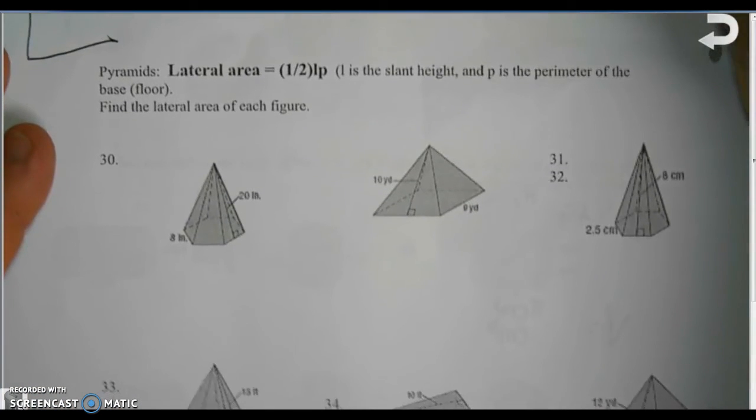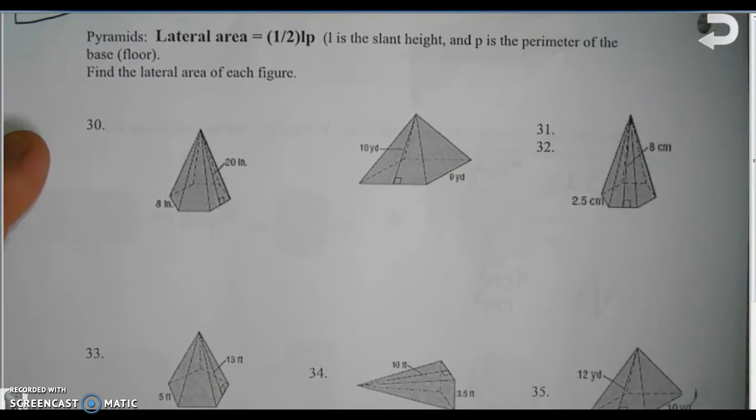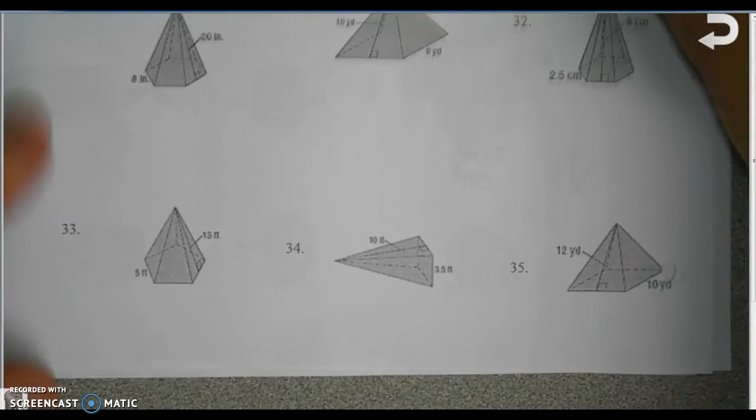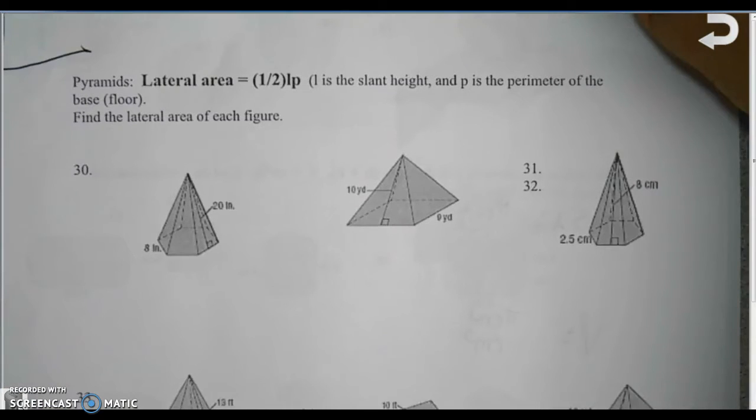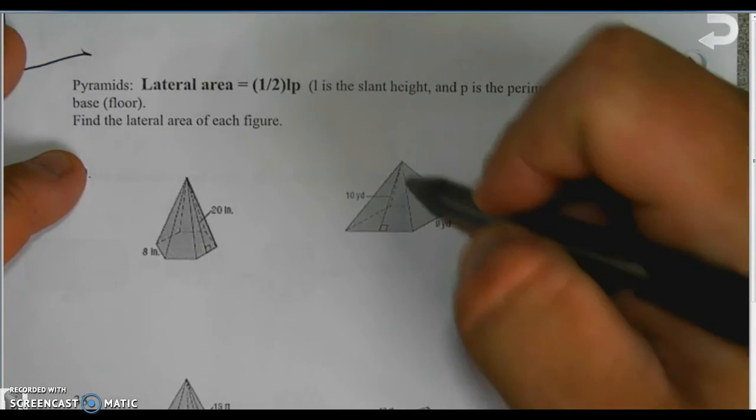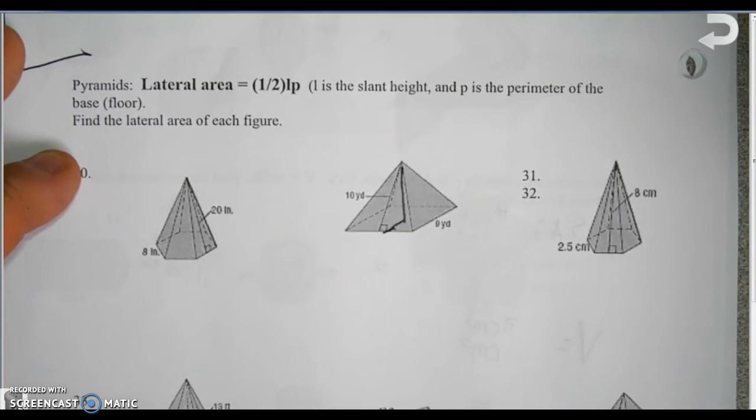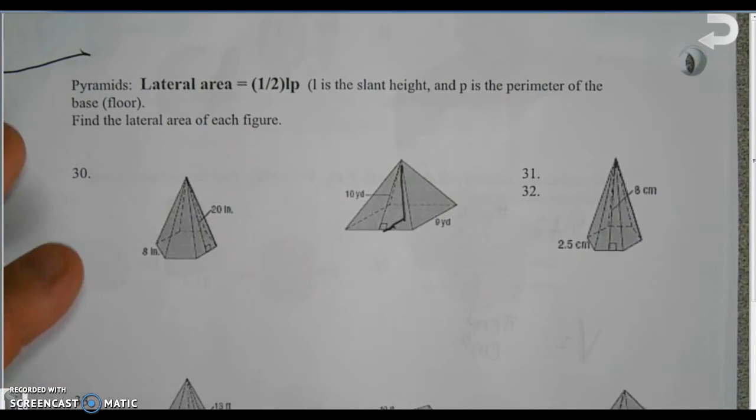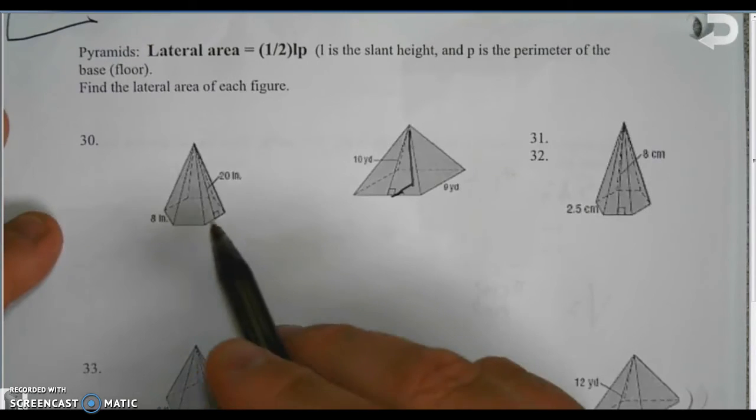Pyramids. Lateral area is half times L times P, where L is the slant height. This is important because you're not always going to have the slant height. For example, in these 6 you do. But if you didn't have the slant height, remember that this is a right triangle, and you could do some things to help you find the slant height and the regular height of the pyramid.